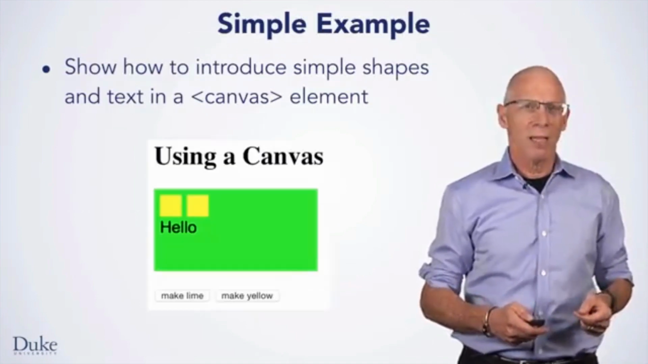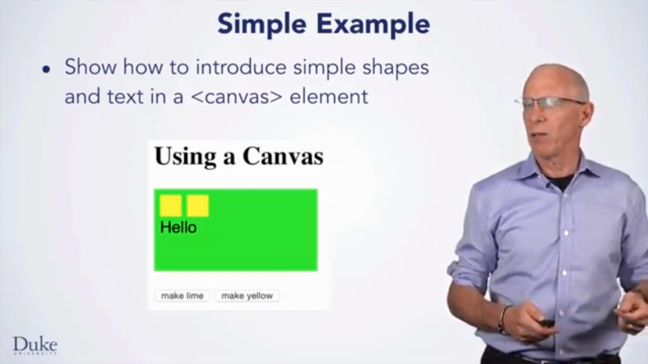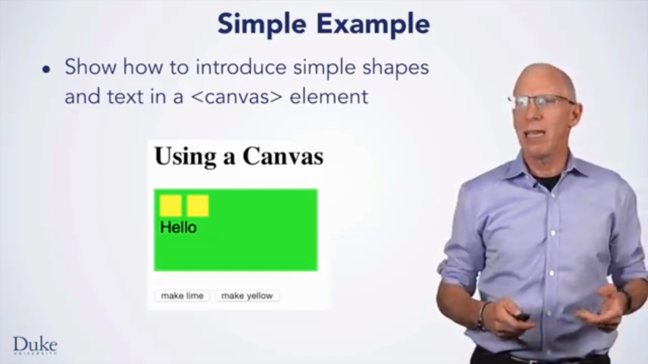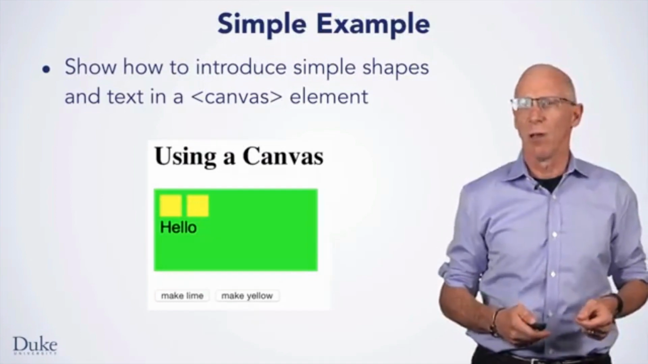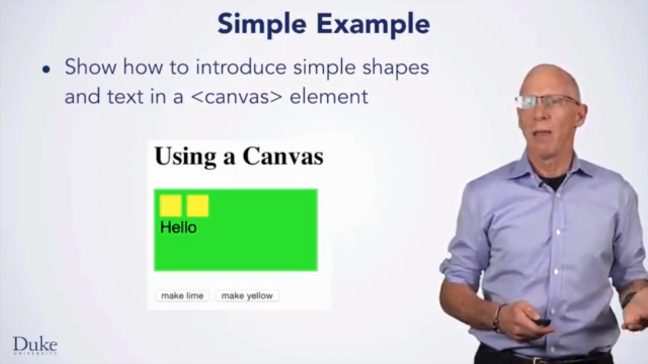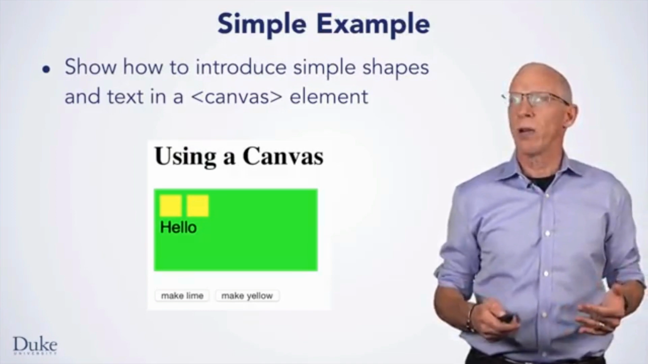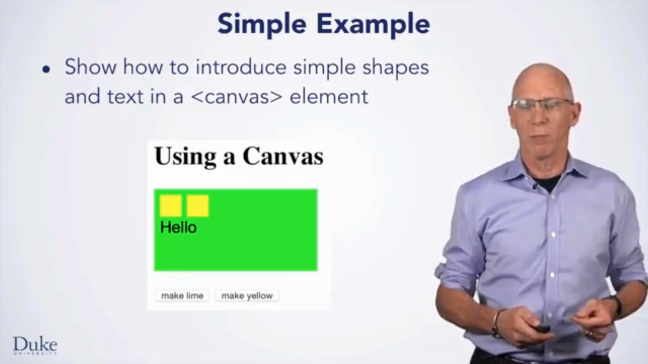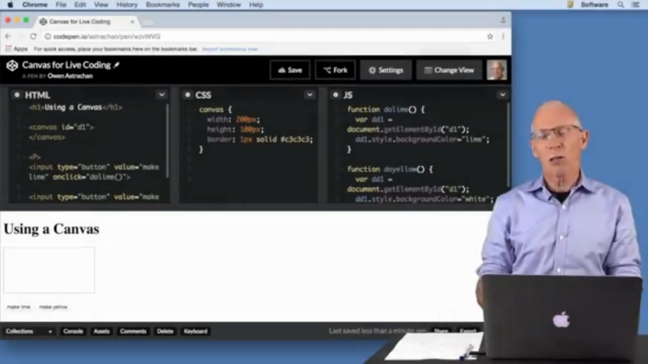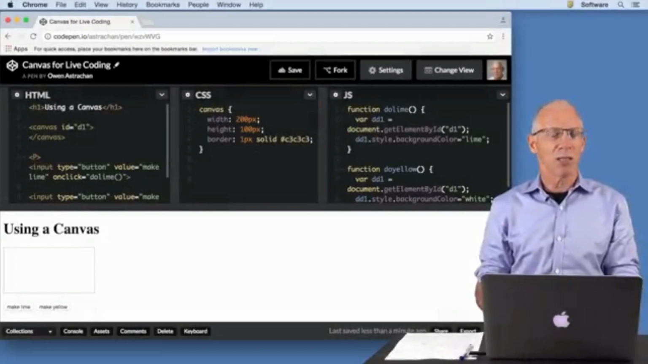We'll create a web page with two buttons using HTML, CSS, and JavaScript. Each button will change a different feature of the HTML canvas element. One will make the background lime, and the other will draw yellow squares and create text in the canvas, all with JavaScript. Let's program. Let's look at an example of using CodePen to combine HTML, CSS, and JavaScript to make an interactive web page using a canvas.